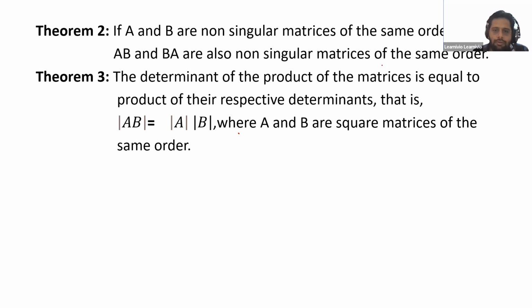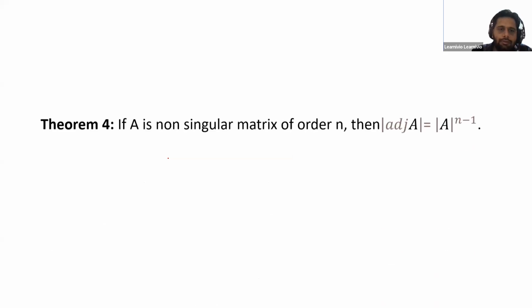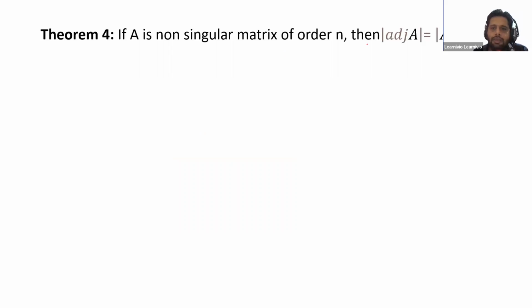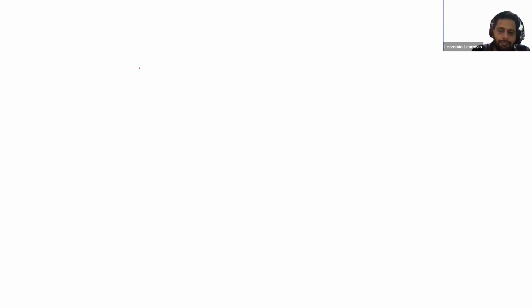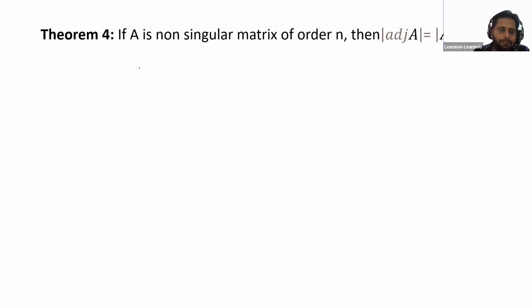Okay. A and B are square matrices of the same order. So please complete this sentence. Now, next one. If A is a non-singular matrix of order n, then the determinant of adjoint of A is equal to determinant of A to the power n minus 1. Okay. Now we will do the proof of this theorem. Proof.